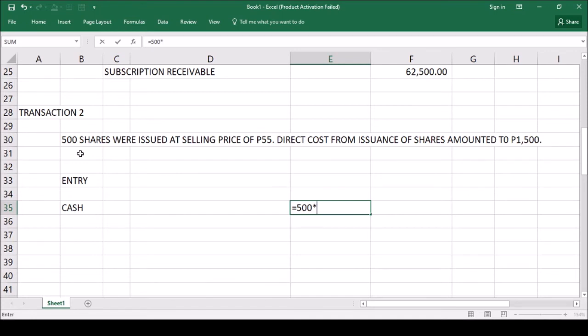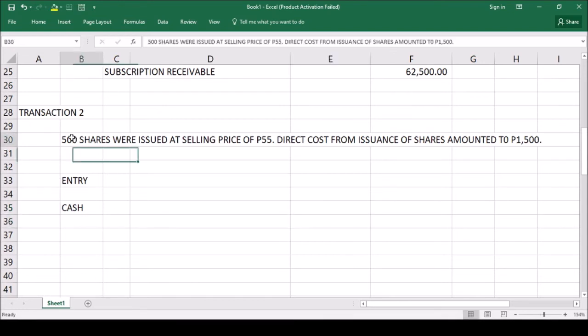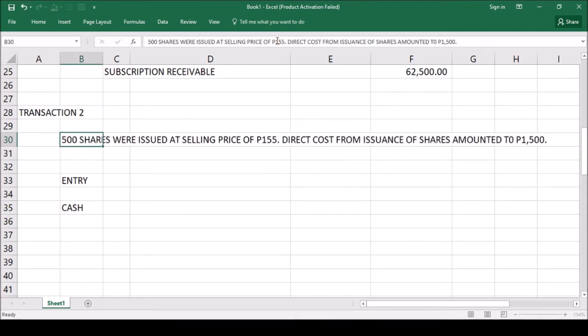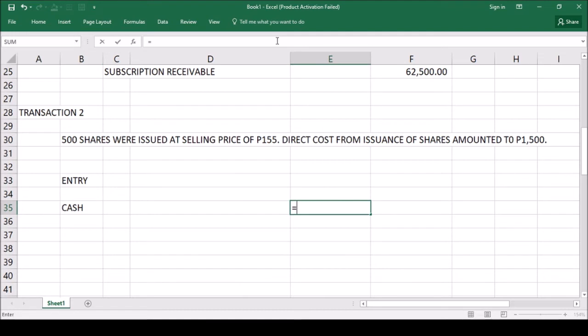So, 500 at 55. I think gawin natin 155 kasi the par value na meron po tayo in the case is 100. So, gawin po natin itong 155 kasi bawal naman po talaga na mag-issue tayo ng shares below par. So, cash, that is 500 shares multiply at 155. Okay, so we have 77,500 cash received from the issuance of shares in exchange of cash.